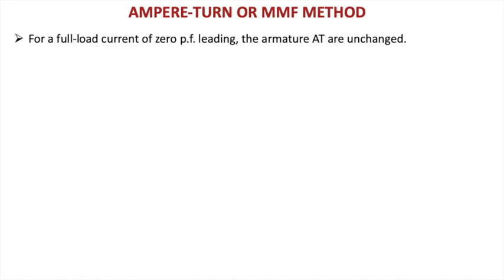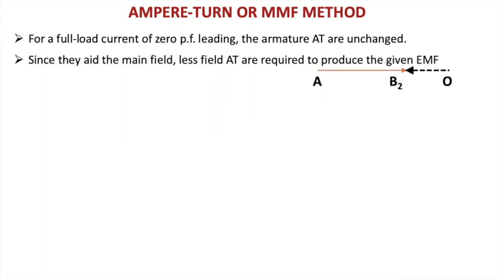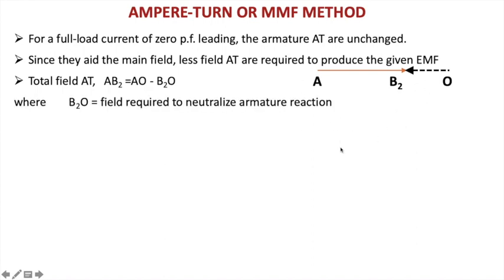So for a full load current of zero power factor leading, the armature ampere turns are unchanged. Since they aid the main field, fewer field ampere turns will be required to produce the given MMF, because it is the zero power factor leading now. So it is just a 180 degree phasor difference from the one which was required for the lagging power factor. Hence it will be just the opposite. So the total field ampere turns required will now be AB2, that is equal to AO minus OB2. So only AB2 field ampere turns will be required in case of the leading power factor.